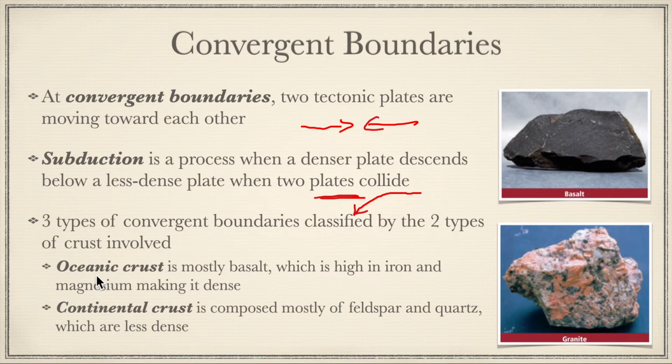So you have the 2 main types of crust. You have oceanic crust, which is mostly basalt, which is high in iron and magnesium, which makes it dense.